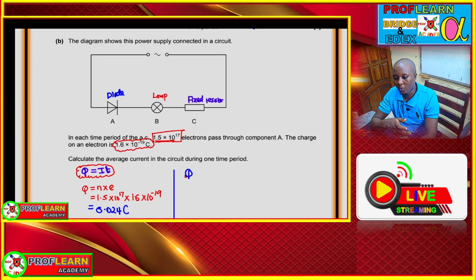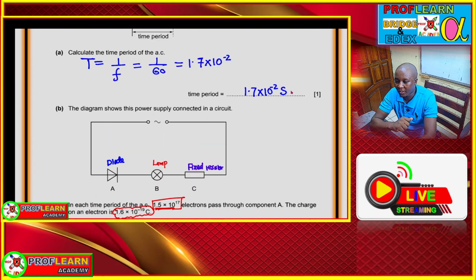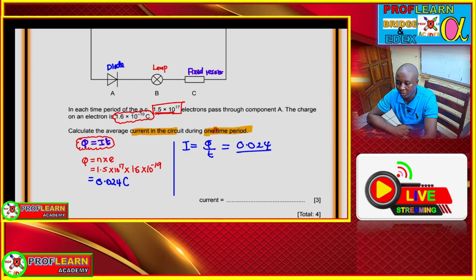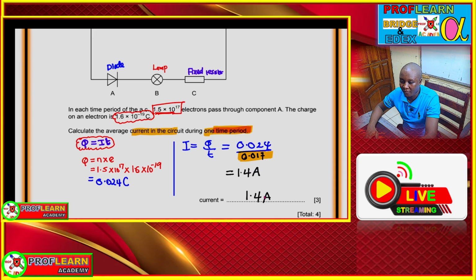Then we can now use the formula current is equal to charge over time in order to get the average current in this particular question. So if you work it out, remember time here will be time for 1 period, which we had gotten as 1.7 times 10 raised to power -2. So you have to check what we are given here so that we can substitute in. So if we work it out, we are going to get our answer as 1.4 as the current or the average current in this particular part.